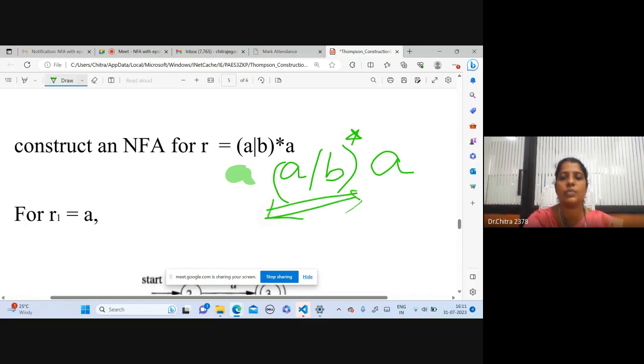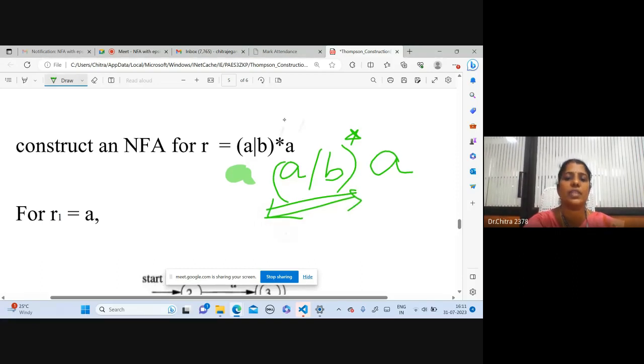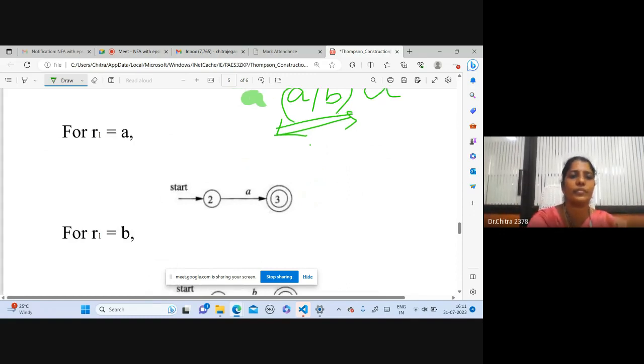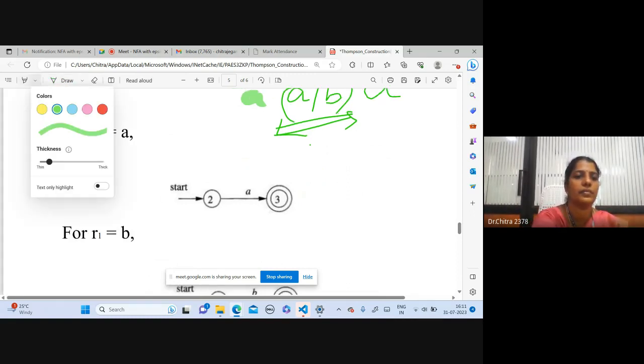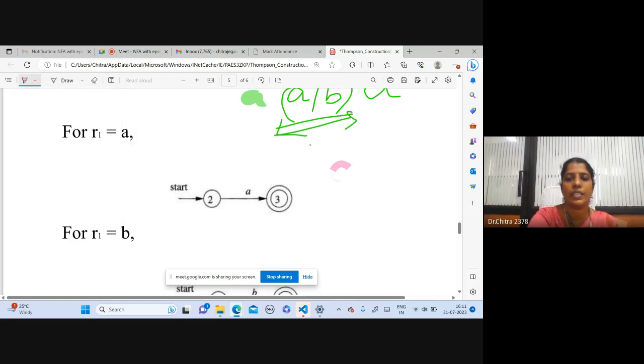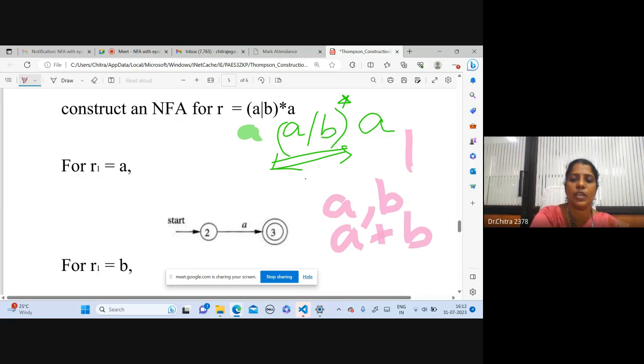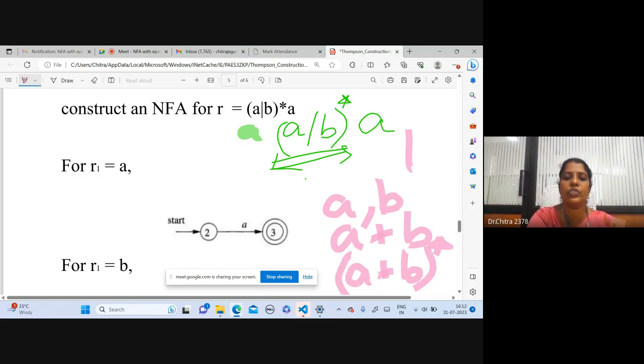Again, this is the new expression. It can also be divided into substrings. What are the substrings in that? A is a substring. Then B is a substring. Then what is the next one? A plus B. Draw the figure for A plus B. Then A plus B the whole star. After completing this one, draw it for A plus B the whole star. Then separately for A, we know that, combine that one to get this one.